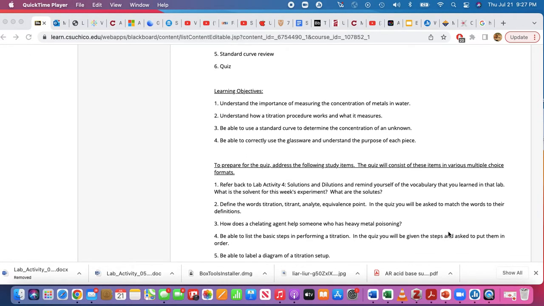So our learning objectives are to understand the importance of measuring concentrations of metals in water. One thing that the students just recently learned in lecture is about the Flint water crisis, so they've already got some context for this lab. Next, we want them to understand how a titration procedure works, what exactly we're measuring, and what we get out of that. We'd like them to be able to use a standard curve to determine the concentration of an unknown. They have done this before in a previous lab, so this should be review for them. And finally, we'd like them to be able to correctly use the glassware and understand each piece's purpose.